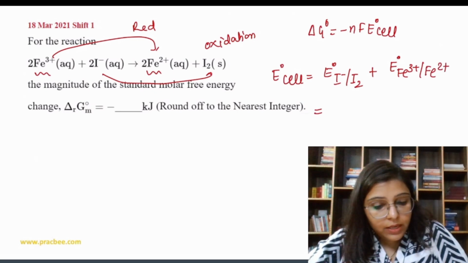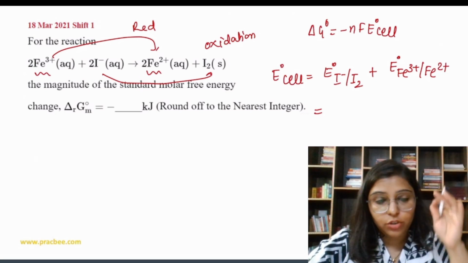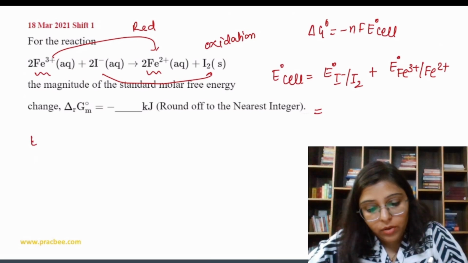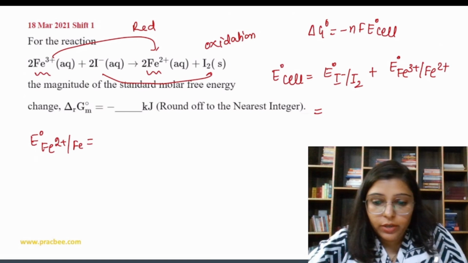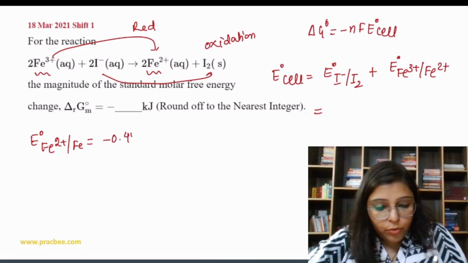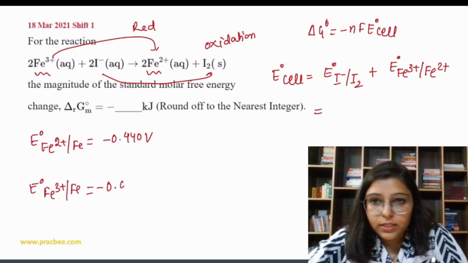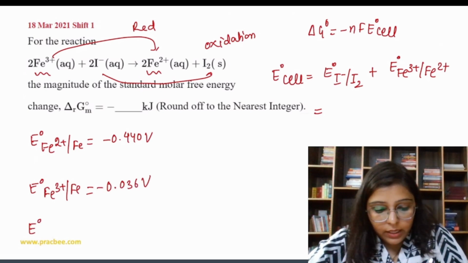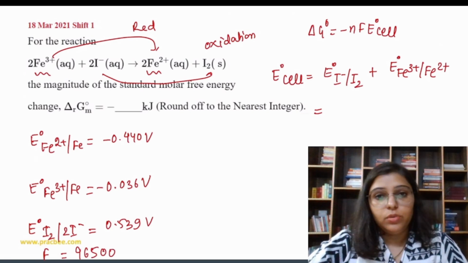So E naught I minus 2I2, right? This information should be given to you. So let me write all this information. E naught Fe2 plus 2Fe is equal to minus 0.440 volt. E naught Fe3 plus 2Fe is equal to minus 0.036 volt, and E naught I2 to 2I minus is equal to 0.539 volt, and Faraday value you have to take as 96500 coulomb.